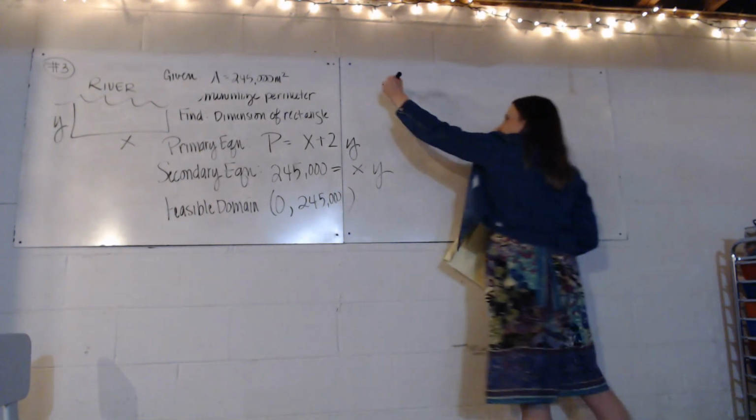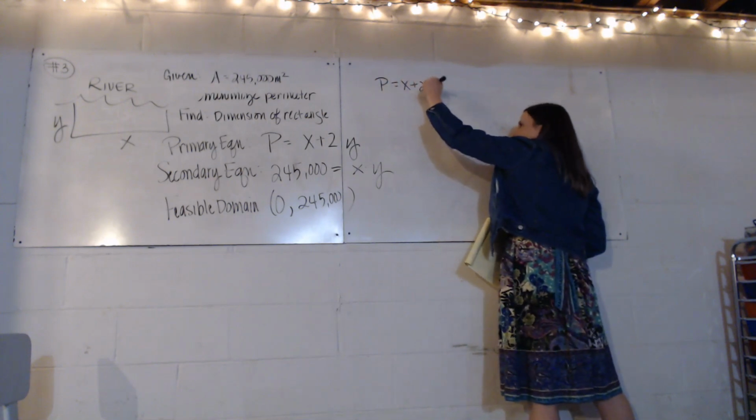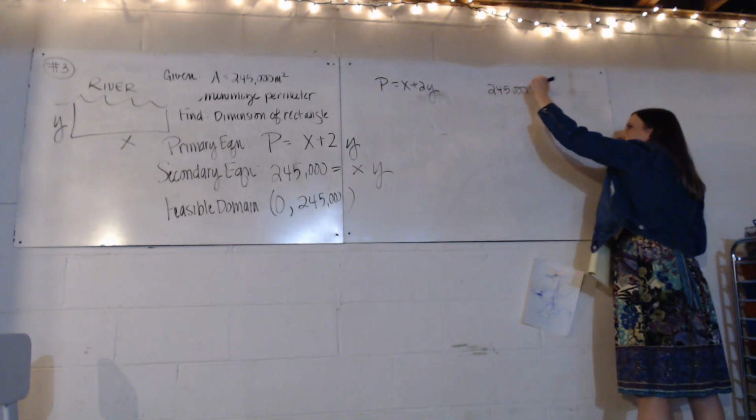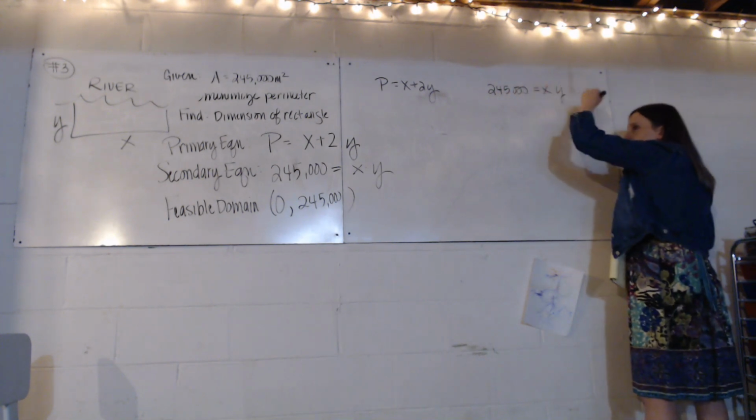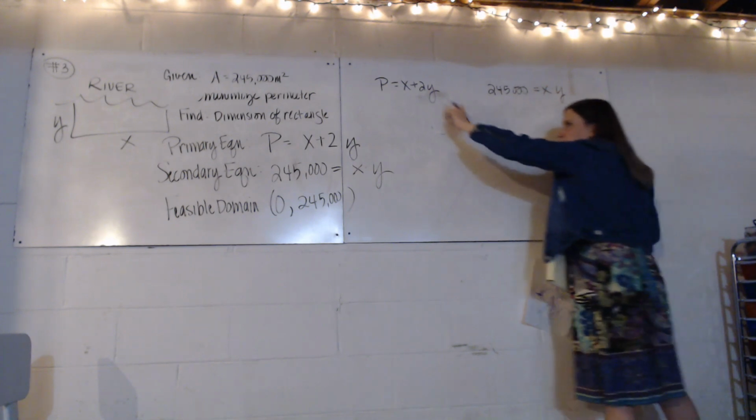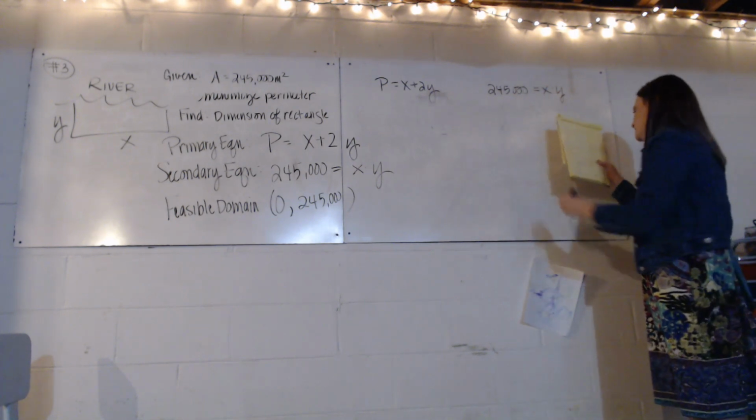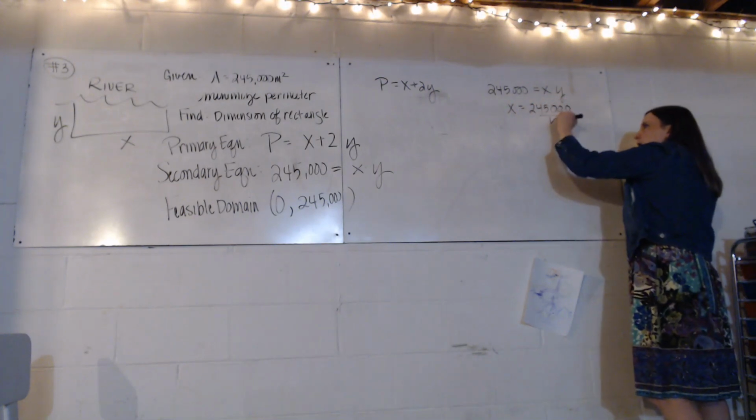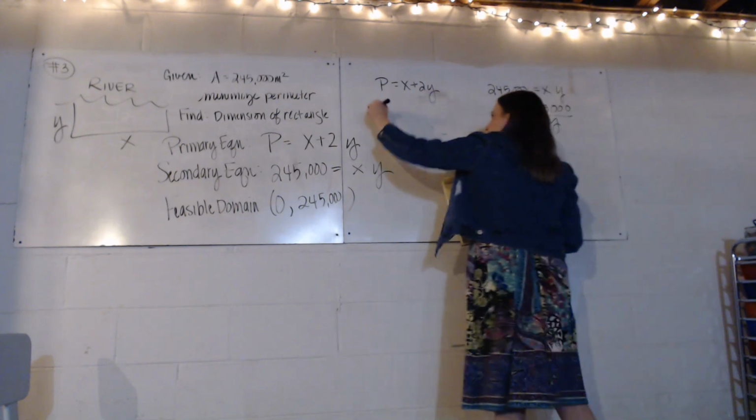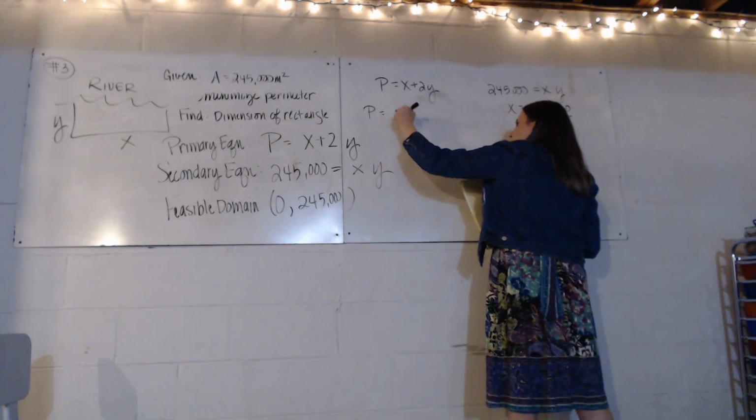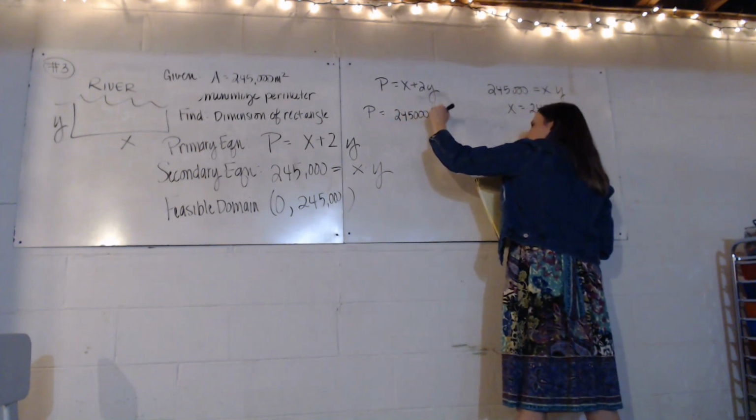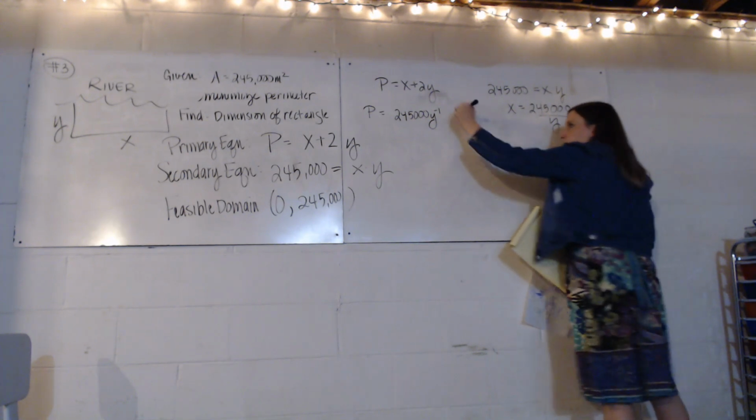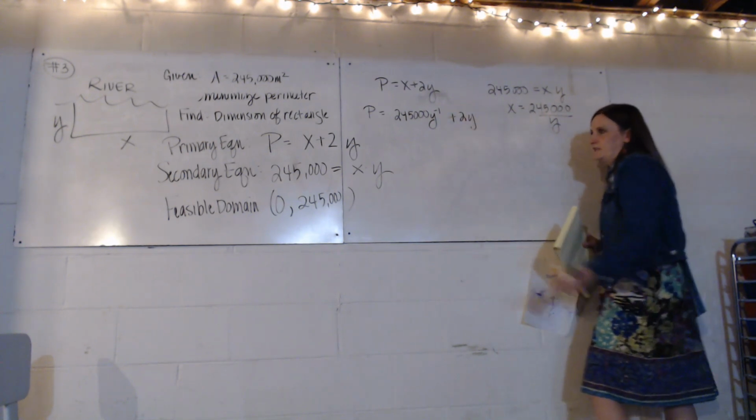Okay, so I write my primary equation: P is equal to X plus 2Y. And then I take my secondary equation, 245,000 equals X times Y. I'm going to solve for one of the unknowns in the secondary equation and plug it into my primary. So I solve for X: X is equal to 245,000 divided by Y. I'll write that as 245,000 times Y to the negative 1, because it's a little easier for me to differentiate that way, plus 2Y. And I'm going to take the derivative of that.